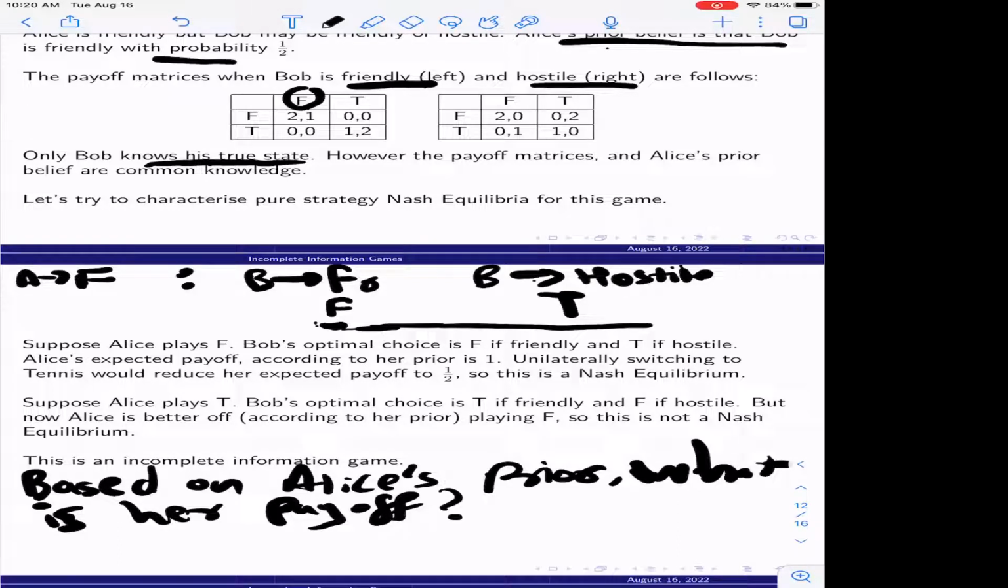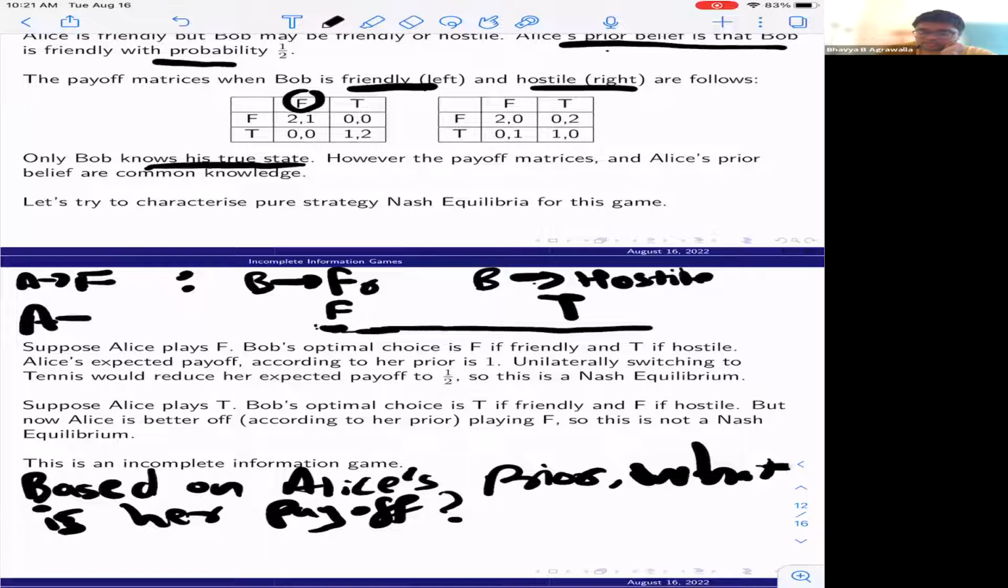Like if Bob is friendly, then she should play football. Let's say there is a Nash equilibrium where Alice plays football. So I constructed Bob's optimal strategy for a Nash equilibrium where Alice plays football in both the cases where Bob is either friendly or hostile. And now we want to cross-check that. Is Alice's football the best strategy for Alice given that Bob is playing this in the case where he's friendly or in the case where he's hostile? And if this is true, then this is a Nash equilibrium. So what is Alice's payoff when Bob is playing this and Alice is playing football? And what is Alice's payoff when Alice is playing tennis and Bob is playing this?